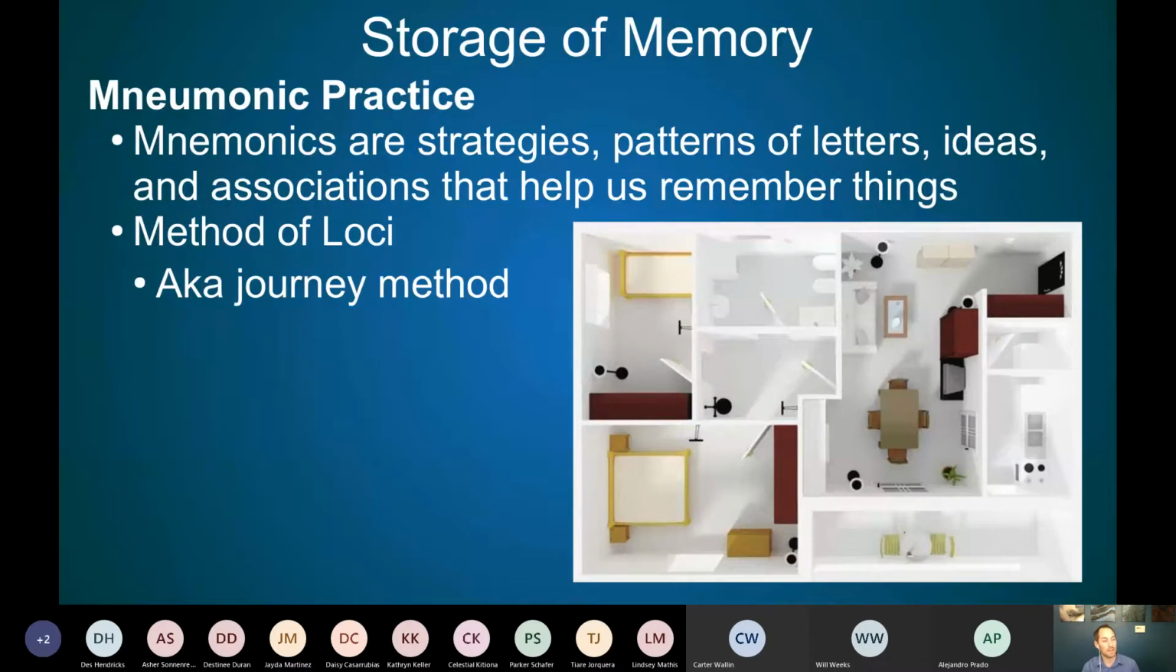So here is a practice using a specific mnemonic. This is called the method of loci. It's also called the journey method. It's a strategy to remember patterns of letters, concepts, ideas, random words. This method of loci or journey method can be used to remember a lot of different things that might seem unrelated to begin with. And there's a lot of different mnemonics. This is just one example.